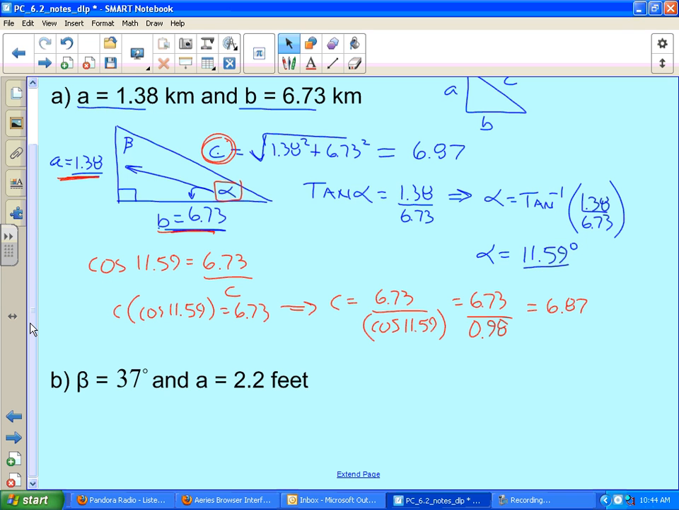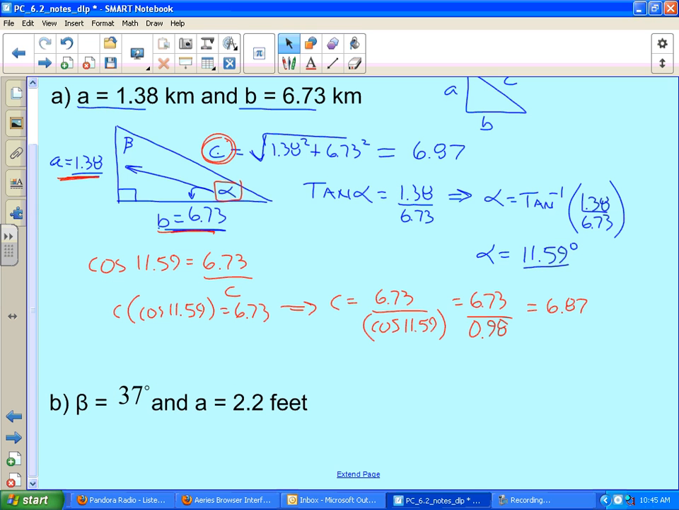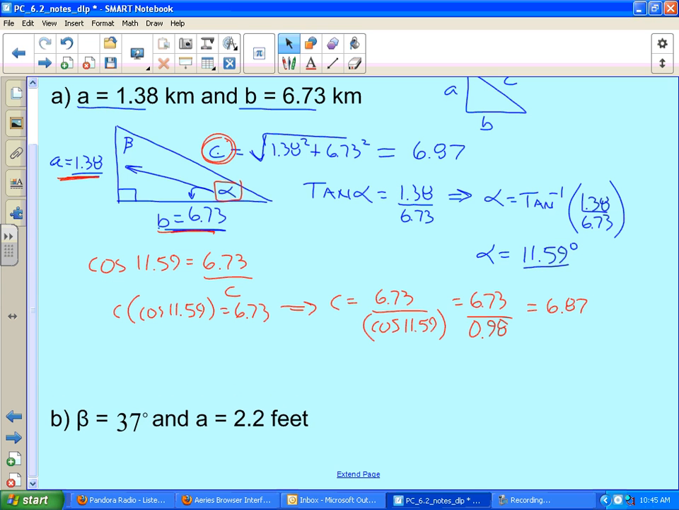So did we find all of our parts? Oh no, did we find beta yet? How do we find beta? Okay, I could use sine, yeah, sure. What's the quicker way though? Because I know two angles. Subtraction from 180. I know two of the angles. Why don't we just subtract that sum from 180?